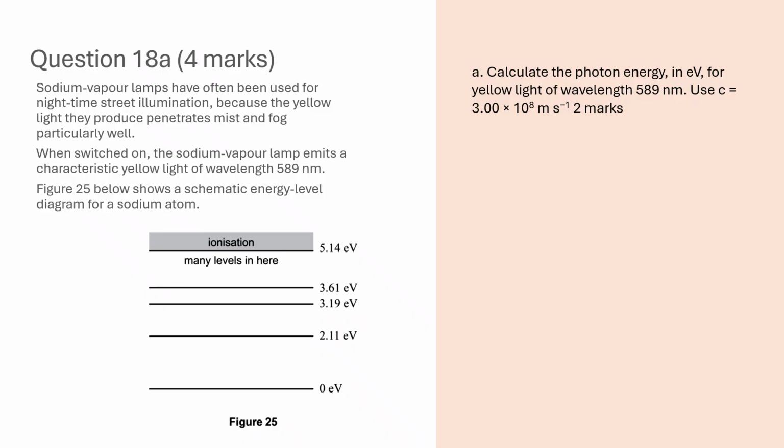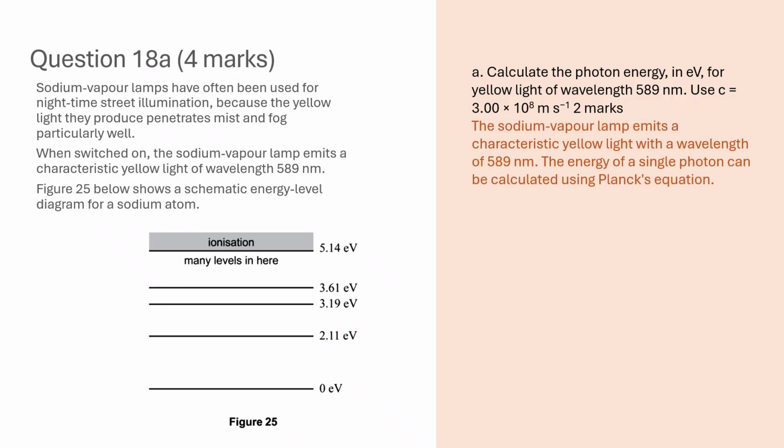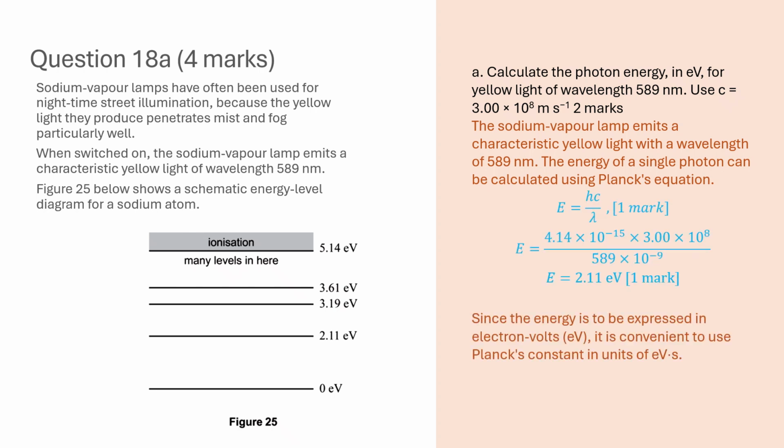The sodium vapor lamp emits a characteristic yellow light, with a wavelength of 589 nanometers. The energy of a single photon can be calculated using Planck's equation. Since the energy is to be expressed in electron volts, eV, it is convenient to use Planck's constant in units of eV s.